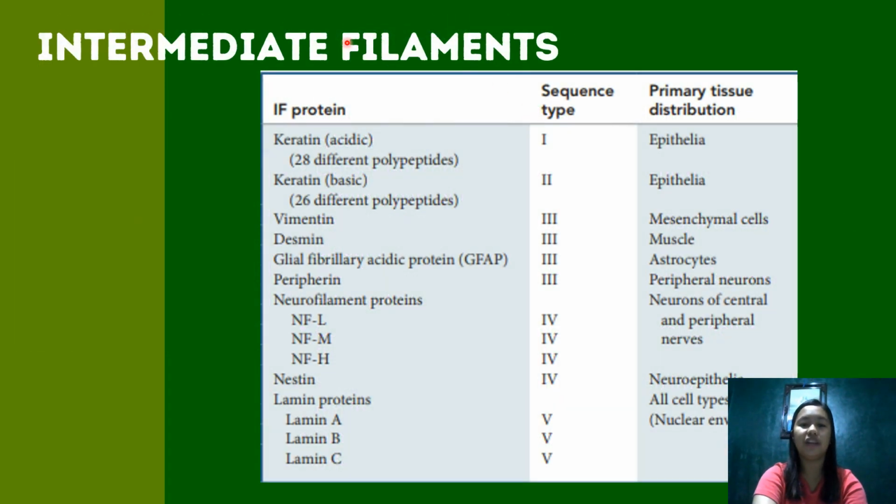So, ang intermediate filaments ay nagko-constitute ng diverse group of structural proteins na vital sa pag-maintain ng cellular integrity. Ayan, yan yun.